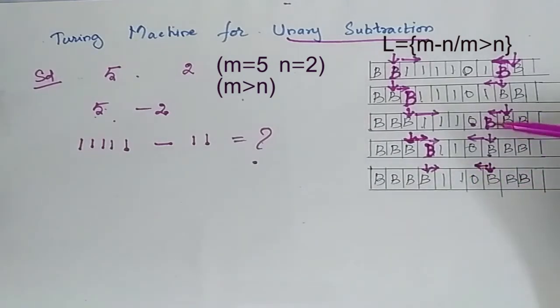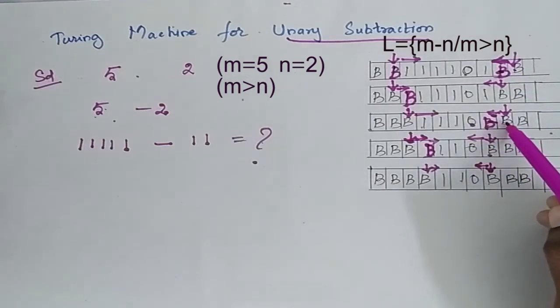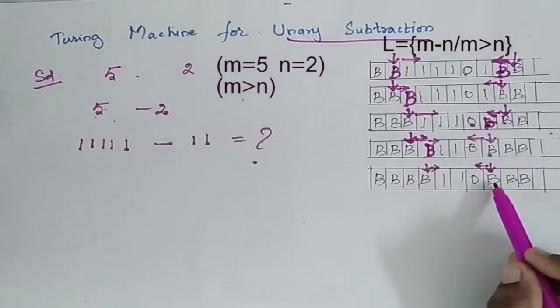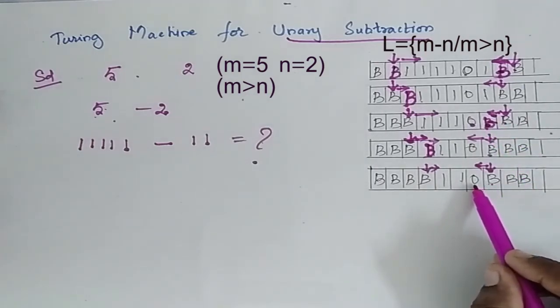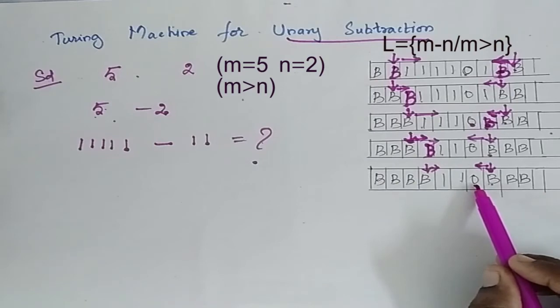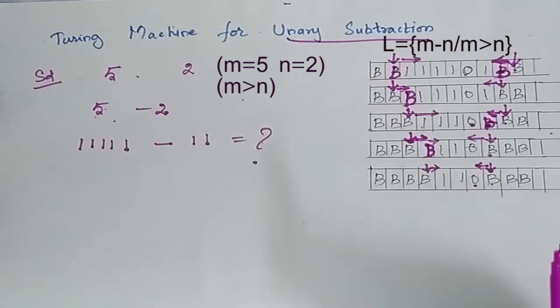Now in all the earlier situations, after a blank space, you come across 1. But here, after a blank space, you come across a 0 while moving left.